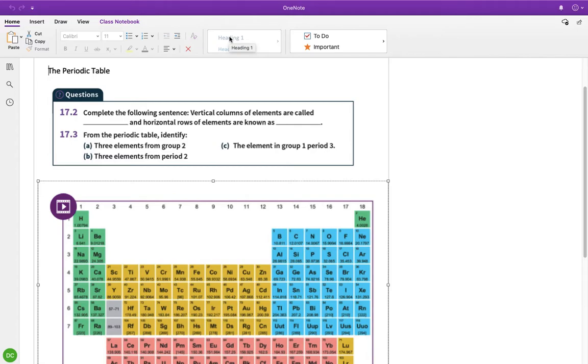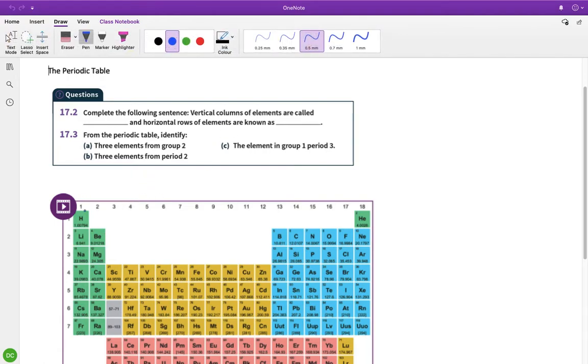Right, so we'll go through the solutions to last Wednesday's homework. The first question was, complete the following sentence. Vertical columns of elements, so this is the ones going down that way, are called groups. And horizontal rows of elements, so going this way, are called periods.